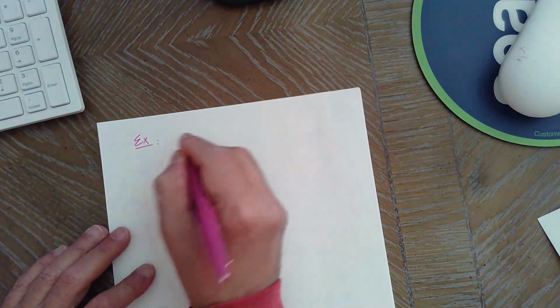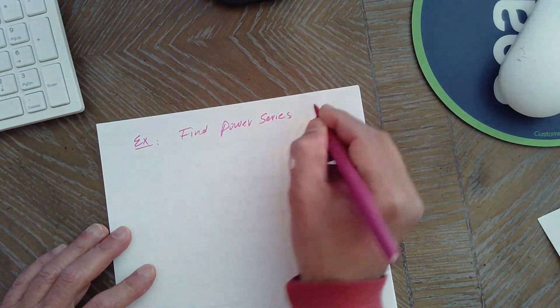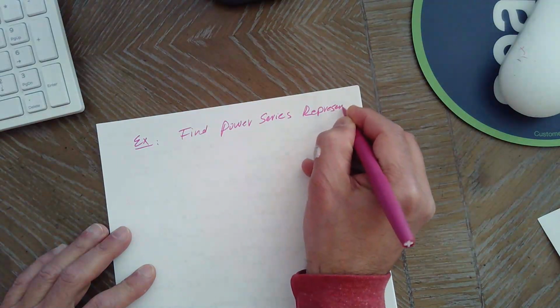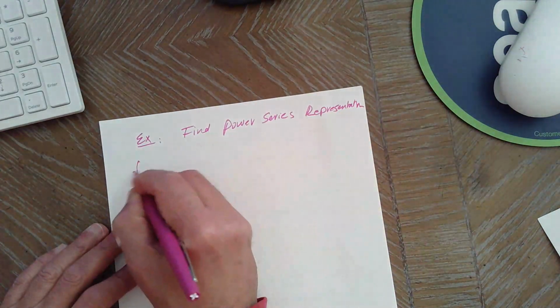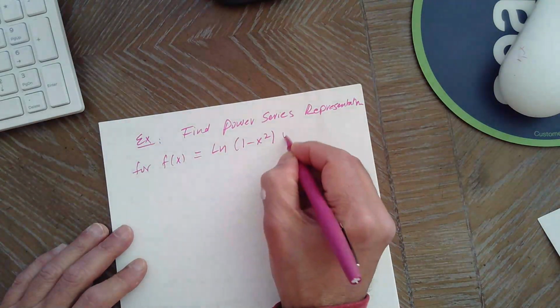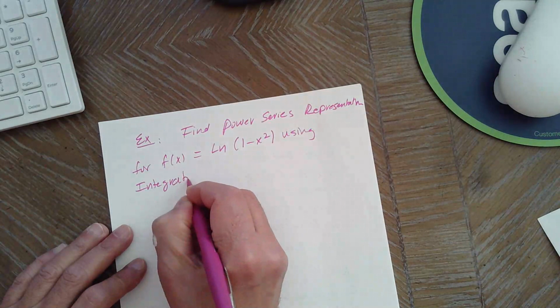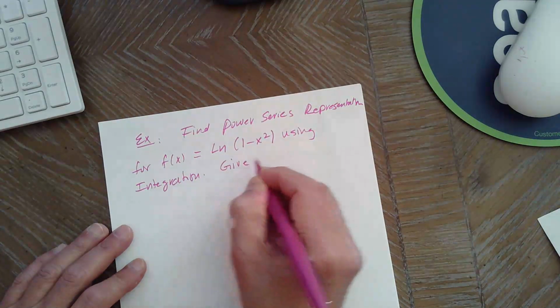Now, we saw one using derivatives, now let's see one using integration. Find the power series representation for f of x equals ln of 1 minus x squared using integration, and also give the radius of convergence.